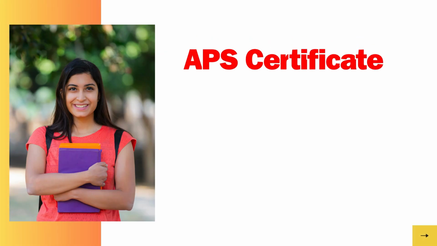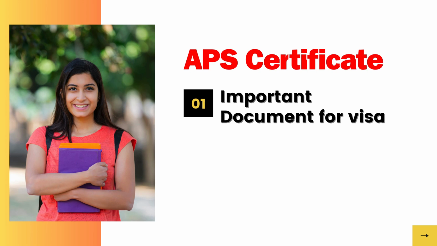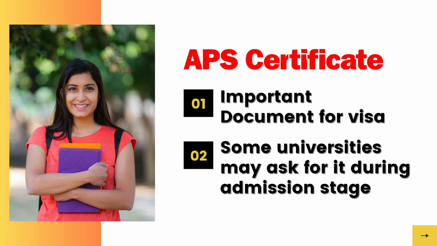Now there are many steps involved in this visa documentation, the documentation which the students must complete. One of the requirements is having an APS certificate. It is a very important document which the students need in order to apply for their visa. Now some universities may have asked for the evidence that you have applied for APS at the time of admission. Now that depends on the university.